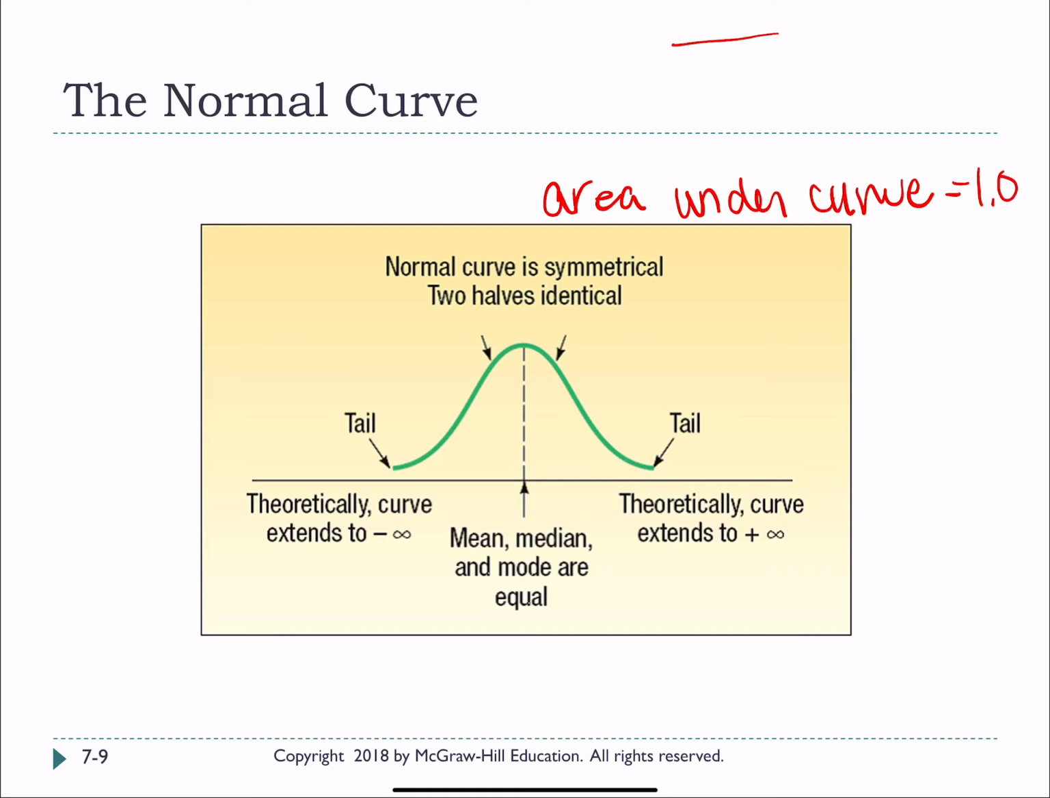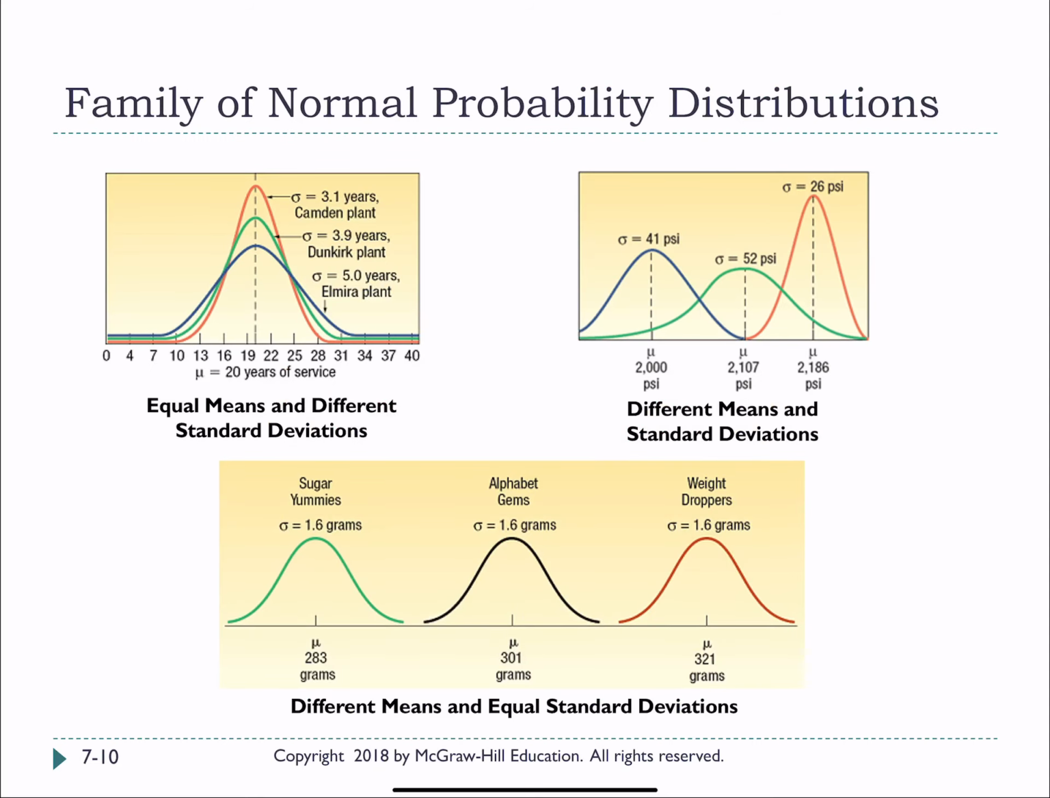So what does that mean? Well, it means that the area on the right of the mean is equal to 0.5, and the area on the left is also 0.5. Again, your mean is right here, but your mean, median, and mode are all equal. And we call these guys here on the end your tails. So that's the normal curve.